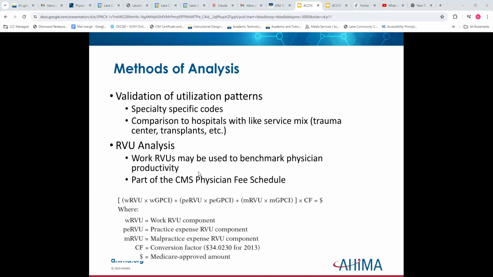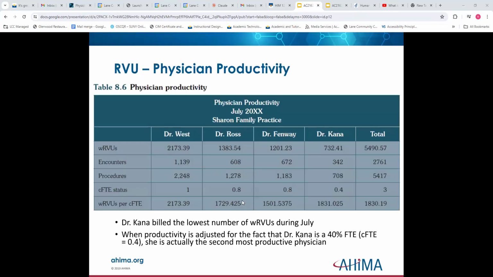And the RVU is basically a way that we can benchmark physician productivity, right? This is part of the CMS physician fee schedule, like we talk about in the reimbursement class. And there are different ways that you can calculate it, as illustrated here. And here's a hypothetical example out of the text.